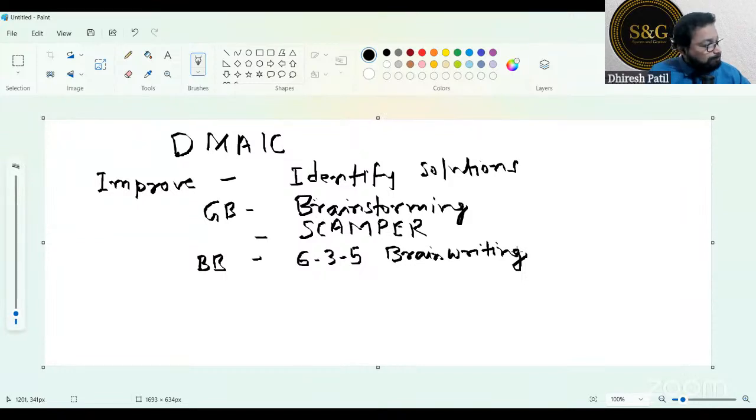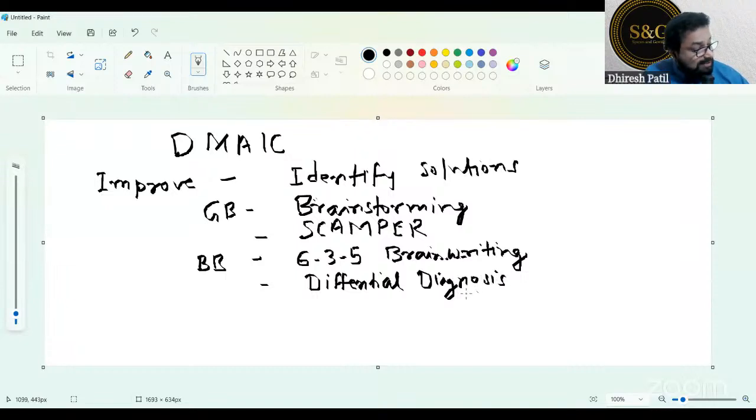Apart from that, you have differential diagnosis. This is just for your understanding. And all these techniques we have covered in the black belt level as well. Just for your understanding, differential diagnosis, a very, very powerful method.